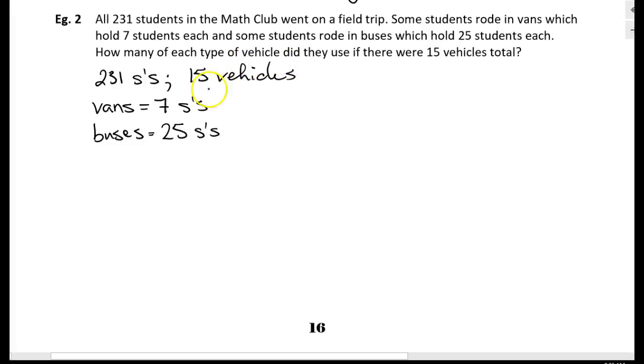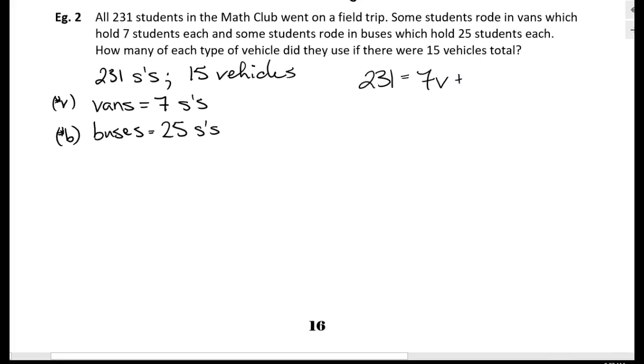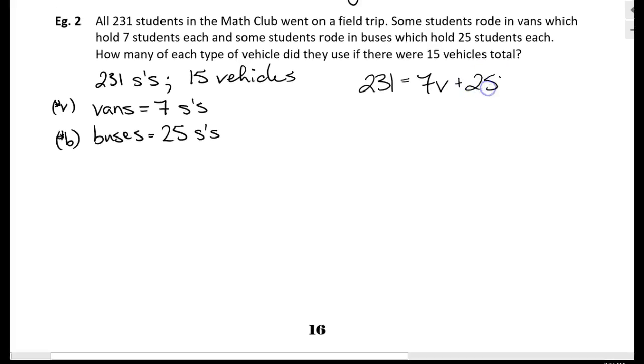So you'll notice I talk about totals and then I talk about pieces. I'm going to use V for vans and B for number of buses. Okay, so one equation is that I'm going to have 231 students. That's determined by 7 kids per van and 25 per bus. My total number of vehicles is 15, and that's strictly how many vans and how many buses. So again, I've got these 2 equations.